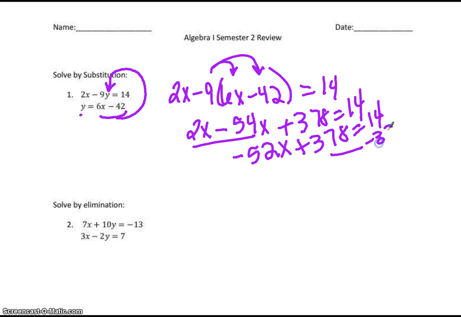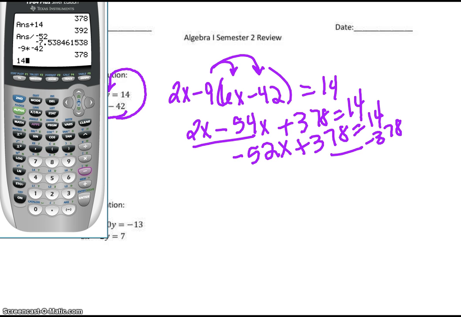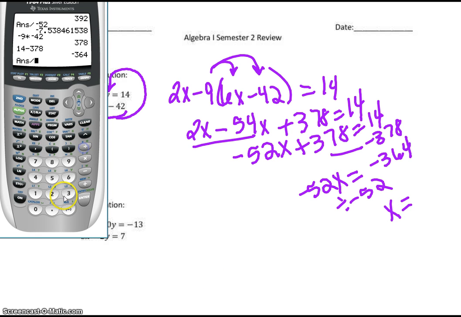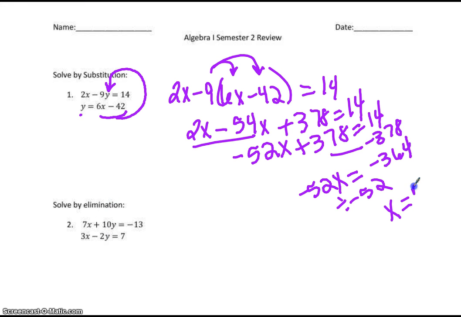Bring your 378 over and subtract. So we've got 14 minus 378, which is negative 364. So negative 52x equals negative 364. You're going to divide by negative 52, and you're going to get x is equal to 7.